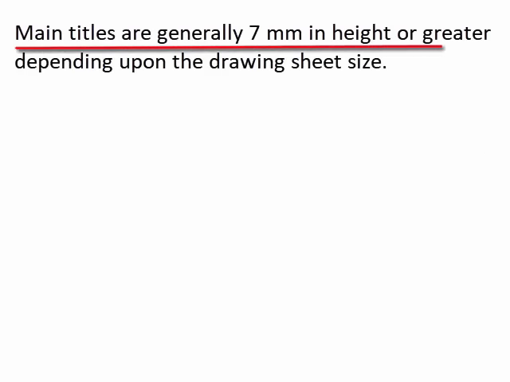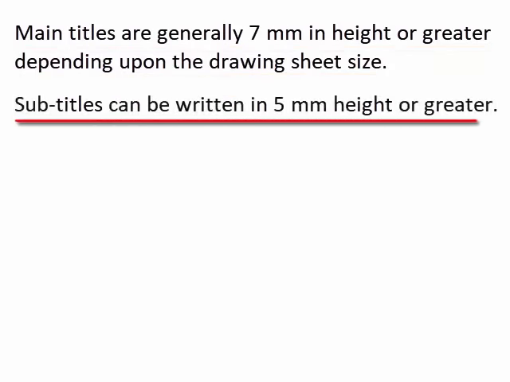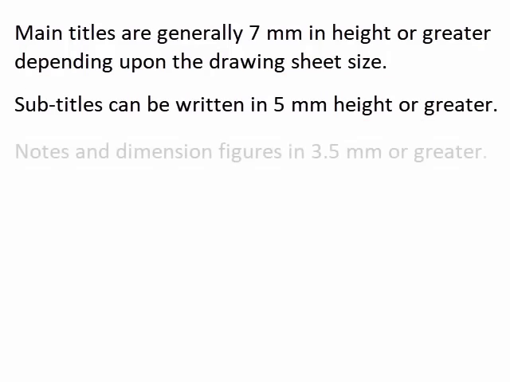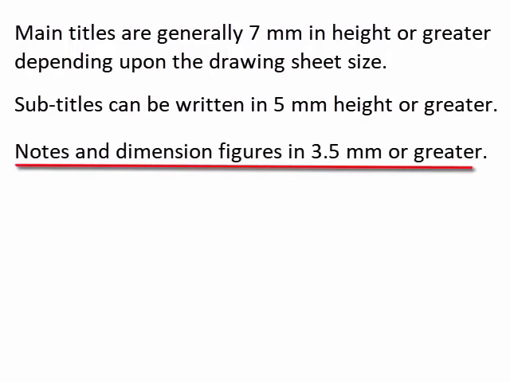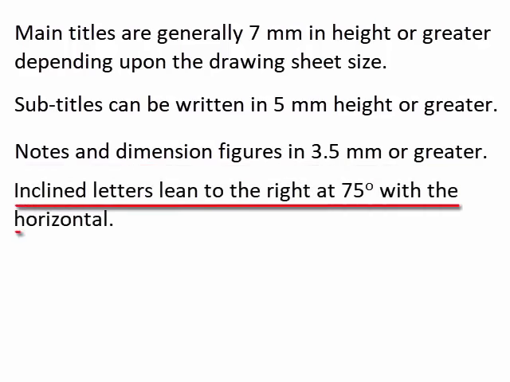Main titles are generally 7 mm in height or greater, depending upon the drawing sheet size. Subtitles can be written in 5 mm height or greater. Notes and dimension figures in 3.5 mm or greater. Inclined letters lean to the right at 75 degrees with the horizontal.